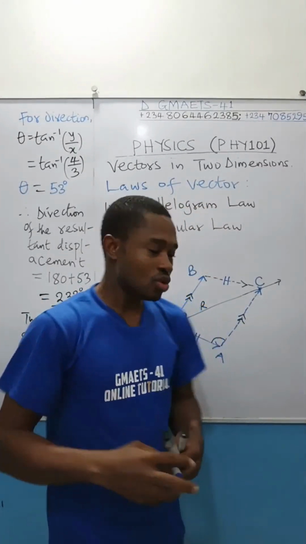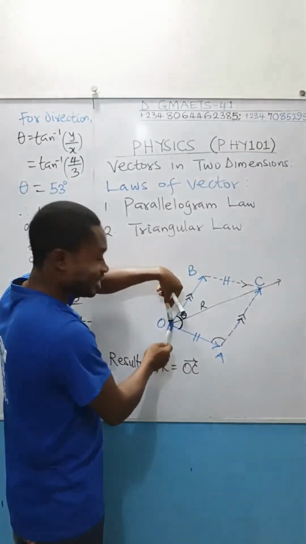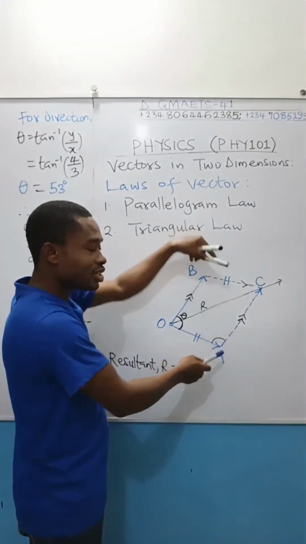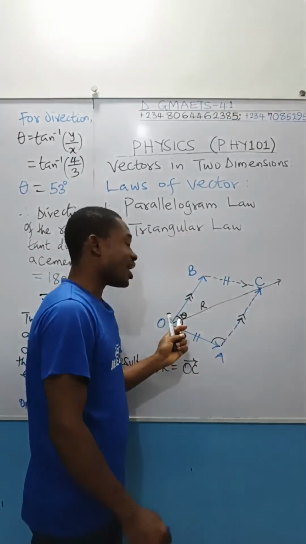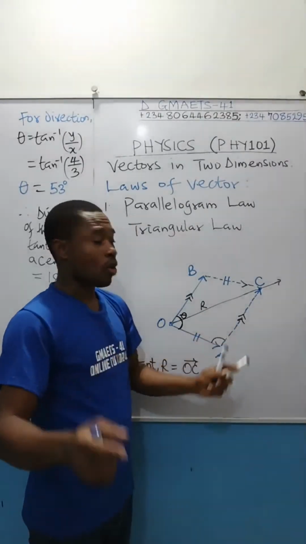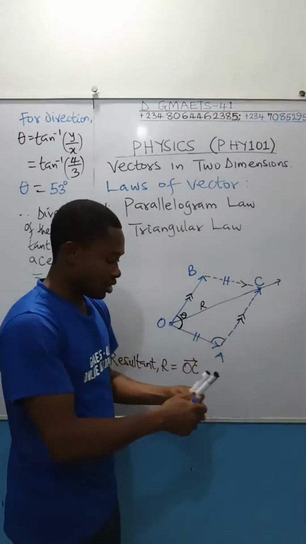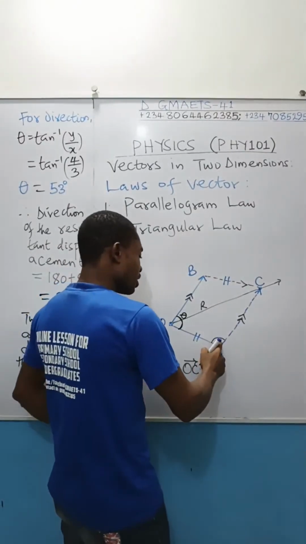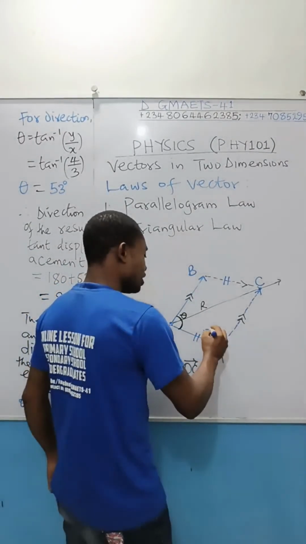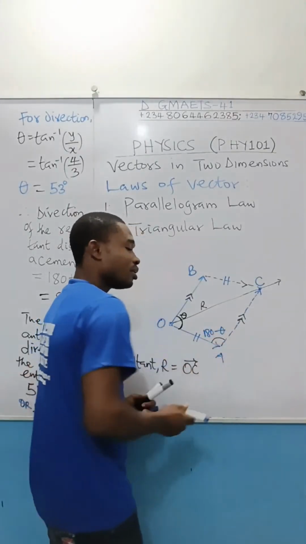Why Pythagoras theorem? These two vectors will meet at 90 degrees. For a parallelogram, they don't meet at 90. They meet at an acute angle, or otherwise, if you want to get this one, an obtuse angle. What is the value of this angle? This angle you are seeing here is 180 degrees minus theta.